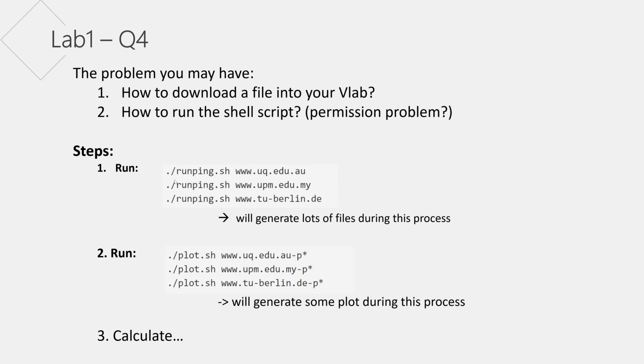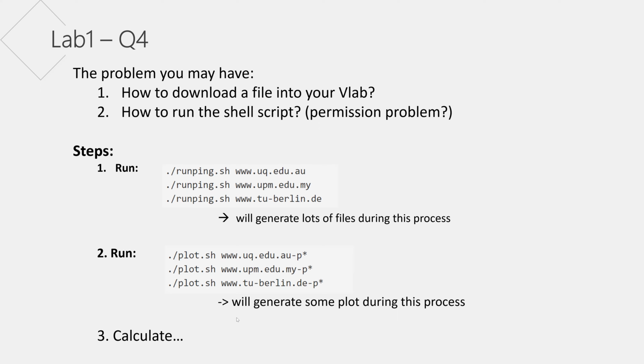So what's next? At the first step, we run the run ping command, right? And the second step, we run the plot shell scripts. Just make sure you type everything the same here. We'll also generate some plots during this process, which are the PDF files that we may need. So at last, when you finish running these 6 commands, you will generate a lot of files. Then we can go to the calculate step.